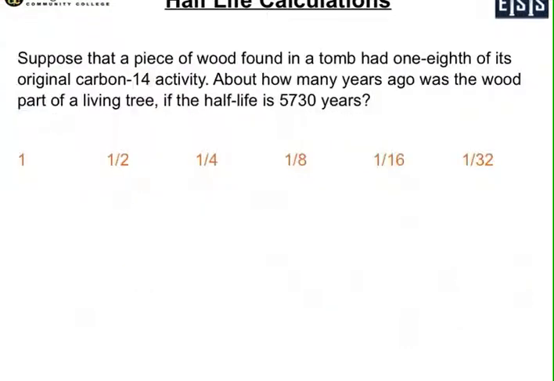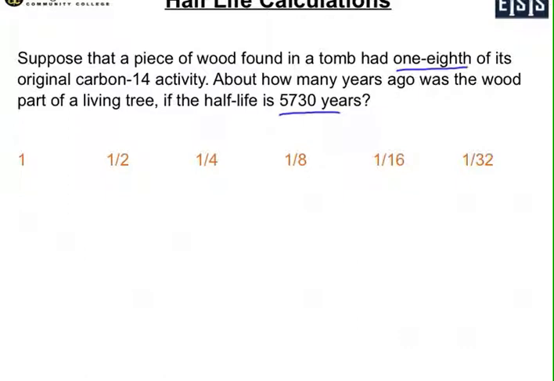This next one is another half-life problem, only working a little bit in reverse. The problem says, suppose you have a piece of wood found in a tomb that had 1/8 of its original carbon-14 activity. About how many years ago was the wood part of a living tree if the half-life is 5,730 years? So here we want to get to 1/8 of the original material, and we need to figure out how many half-lives that takes.